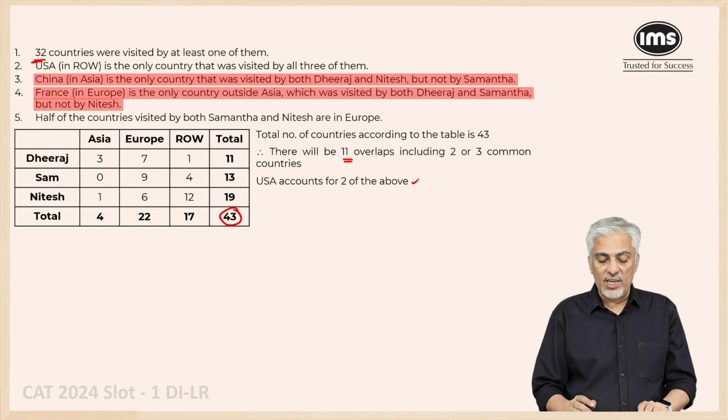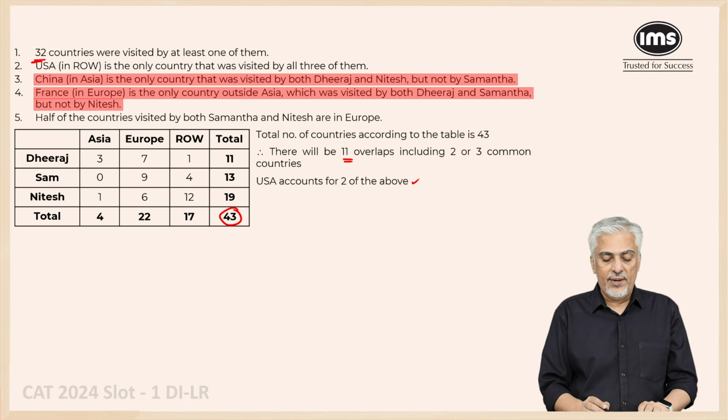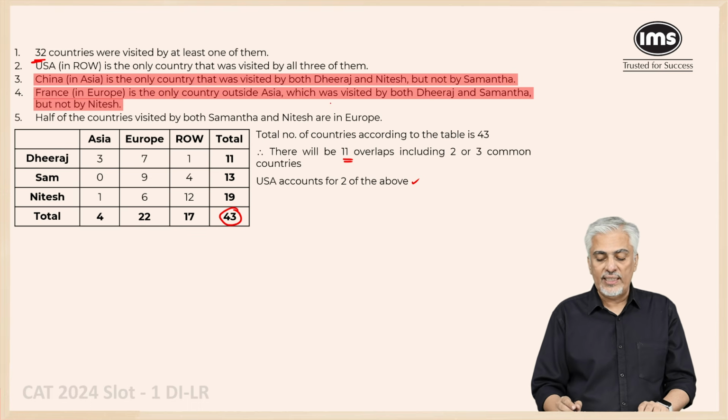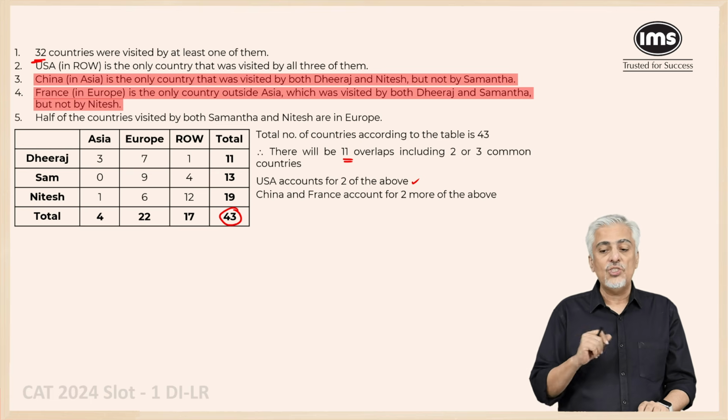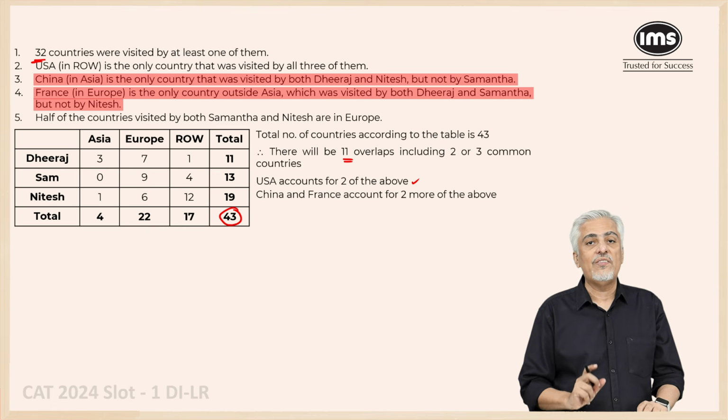China in Asia is the only country that was visited by Dheeraj and Nitesh, but not Samantha. So China will account for 1 of these. And France in Europe is the only country outside Asia which was visited by both Dheeraj and Samantha, but not by Nitesh. So can I say China and France account for 2 more, 1 each, and hence out of the 11 I have accounted for 4. So I have to account for 7 more.